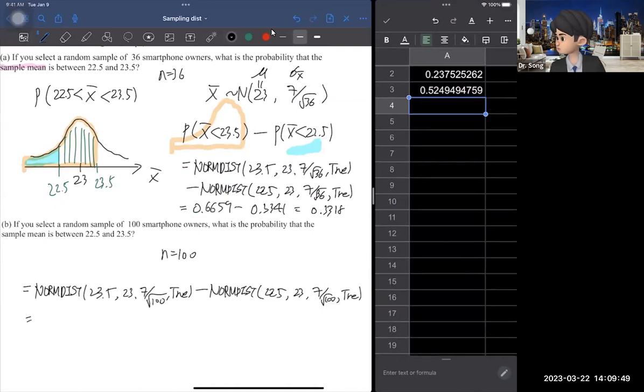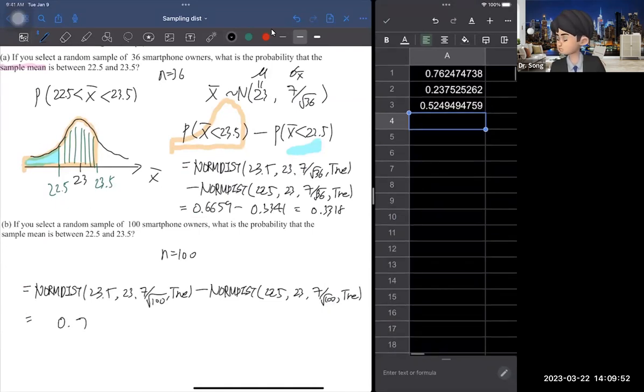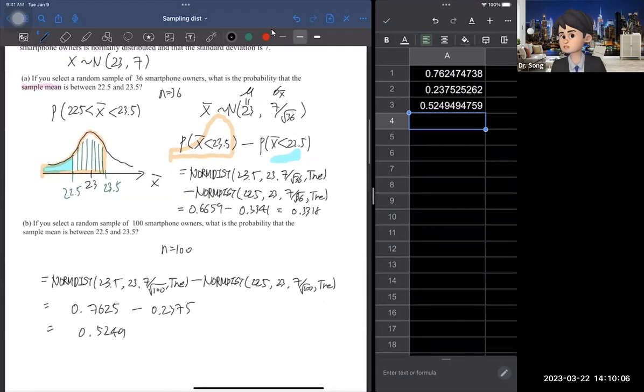The first one is 0.7625 up to 4 decimal places. The second one is 0.2375. And then the difference is going to be 0.5249. Okay, that's the answer. When you have a large sample, sampling variability becomes smaller, right? Because as you can see from the formula, the standard error, sigma of X bar, is sigma over square root n.